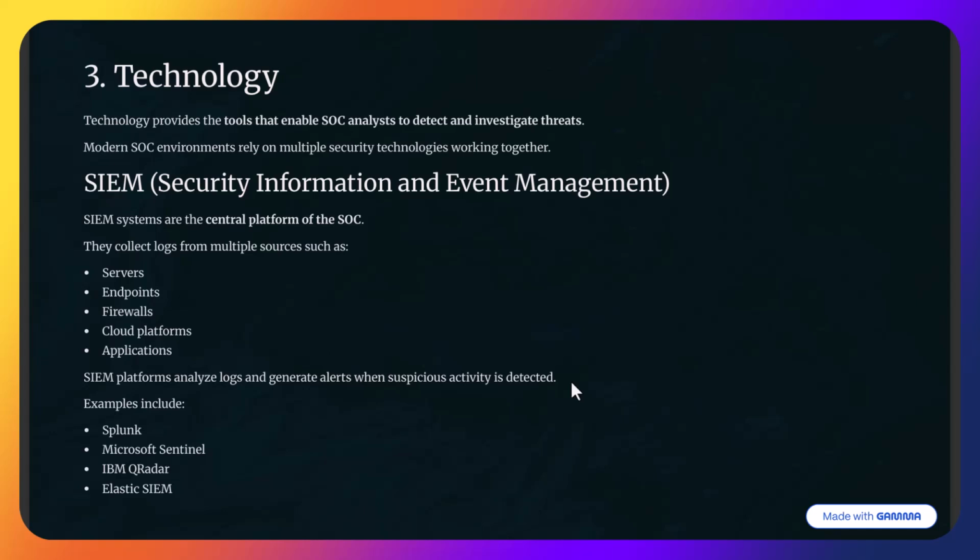SIEM, let's talk about SIEM, which is Security Information and Event Management. SIEM systems serve as the central platform of the SOC. They collect logs from multiple sources such as servers, endpoints, firewalls, cloud platforms, and applications. The SIEM analyzes these logs and generates alerts when suspicious activity is detected. Examples include Splunk, Microsoft Sentinel, IBM QRadar, Elastic SIEM. Okay, these are examples of SIEM tools.